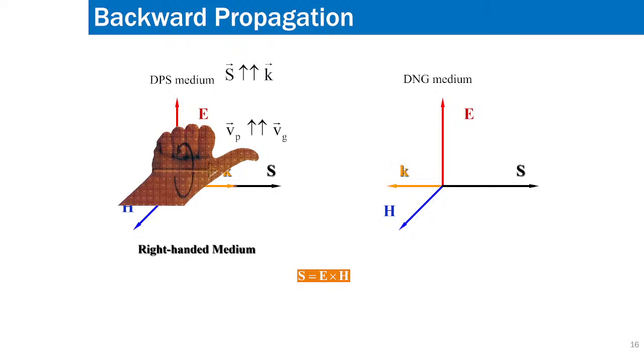as we have seen, K is in the opposite direction to S. S is equal to a constant into minus K. So K is in the opposite direction to S. So E, H and K form a left-handed triad. Since they form a left-handed triad, the medium is called a left-handed medium. The material in which this is satisfied is called left-handed material or LHM material.